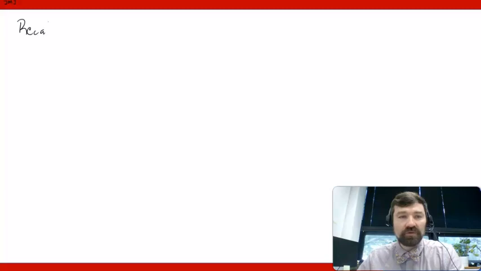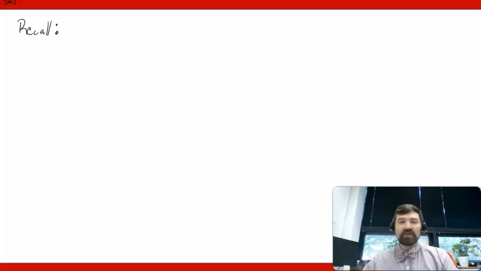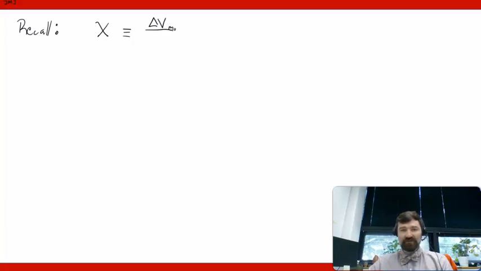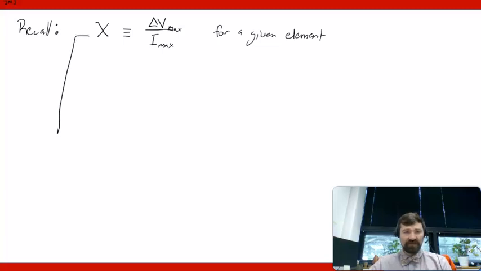So what is reactance? We usually use either a chi or a capital X. Chi represents, for a given element, the maximum voltage drop across the element divided by the maximum current through the element. And thus for the resistor, we basically have that chi is just equal to the resistance.